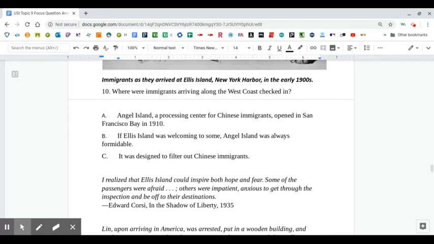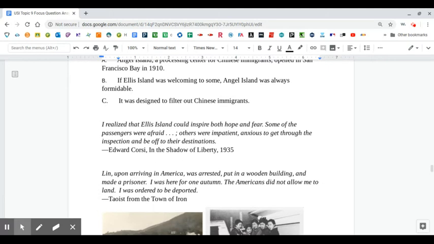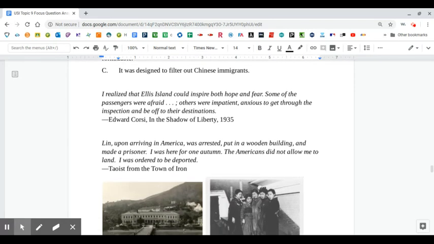On the West Coast, they had something similar to Ellis Island. It was called Angel Island. A processing center, in particular for Asian immigrants, opened up in San Francisco Bay in 1910. If Ellis Island was welcoming to some, Angel Island was always formidable. It was designed to filter out Chinese immigrants. So in some ways, it was a little bit easier to come in through Ellis Island versus Angel Island.